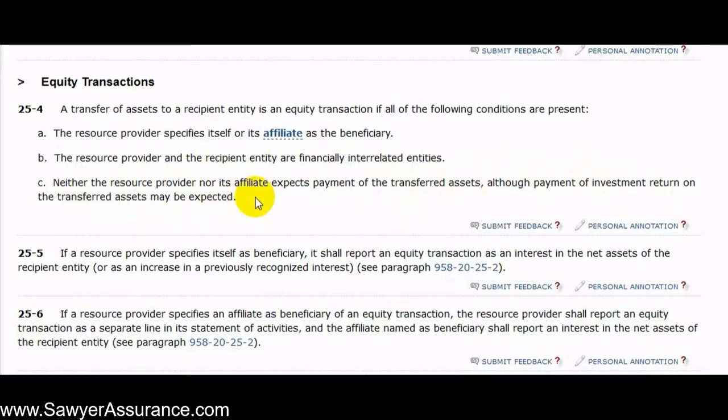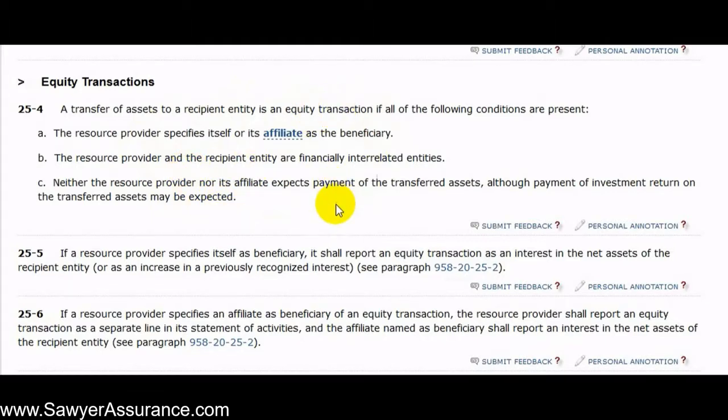So we might think of this like if this resource provider is the beneficiary and they send assets up to the recipient entity and they don't expect the recipient entity to send that money back to them, then it would be considered an equity transaction. If the beneficiary sent the money up to the recipient entity and it wasn't considered permanently the recipient entity's, then that would make it not seem like an equity transaction. It's more or less kind of a loan. So anyway, if all three of those conditions are met, then the transaction was an equity transaction.